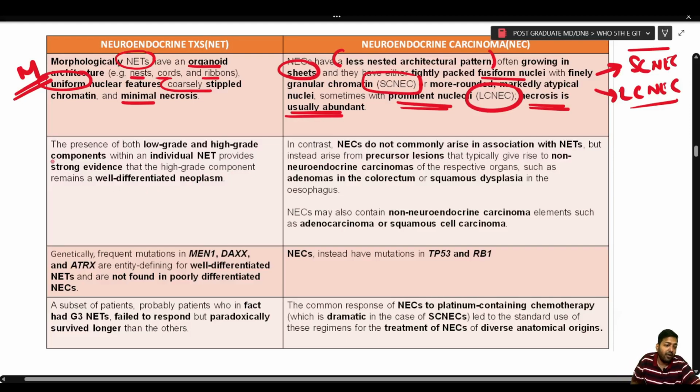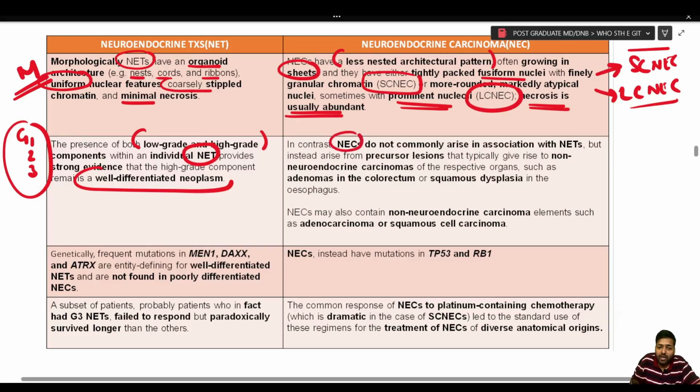The second point of difference is that the presence of both low grade and high grade components within an individual neuroendocrine tumor provides strong evidence that the high grade component remains a well differentiated neoplasm. Always remember, whether the neuroendocrine tumor is grade 1, 2 or 3, all of them are regarded as well differentiated neoplasms. In contrast, the neuroendocrine carcinomas do not commonly arise in association with the neuroendocrine tumors.